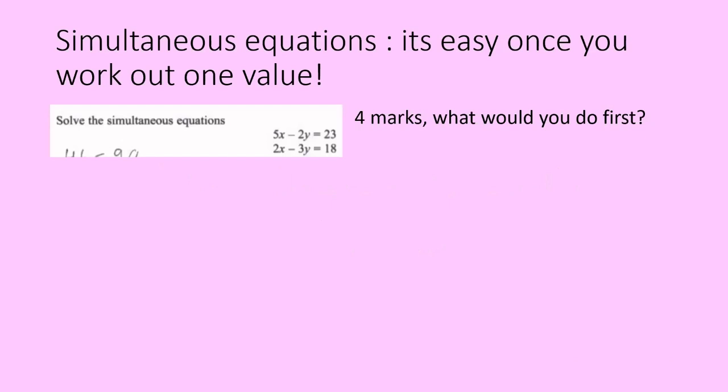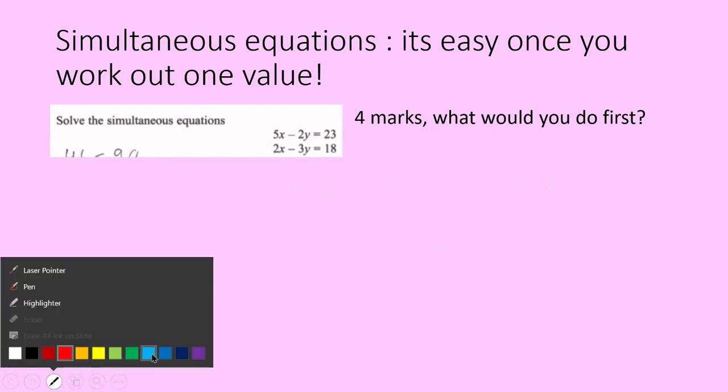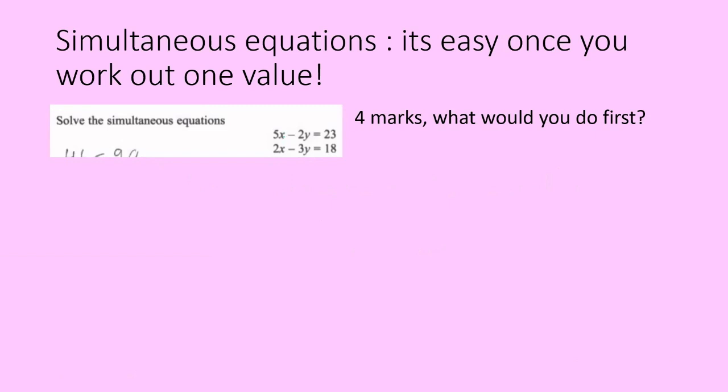Okay, so let's start off with this question. It's 4 marks. And with simultaneous equations, once you work out one value, it's very easy to work out the other value because all you need to do is substitute it back. So what we're going to do first is cancel out the x's. I'm going to do this by getting both x's to 10. I'm going to times the top one by 2 and the bottom one by 5.